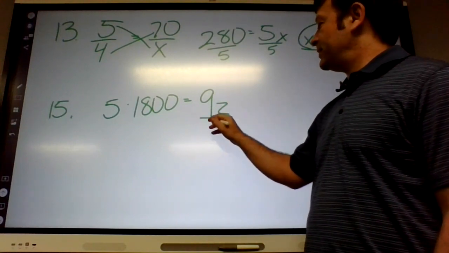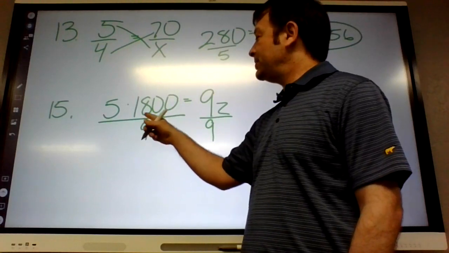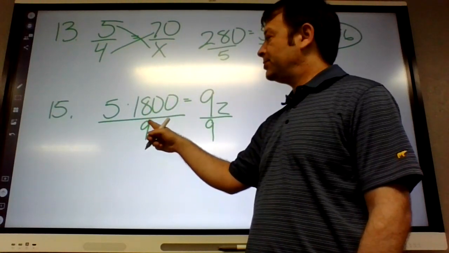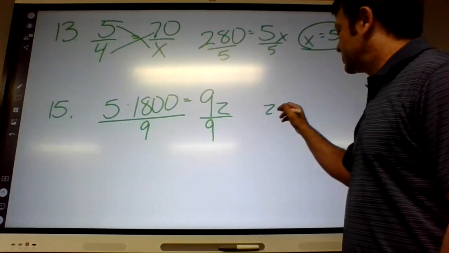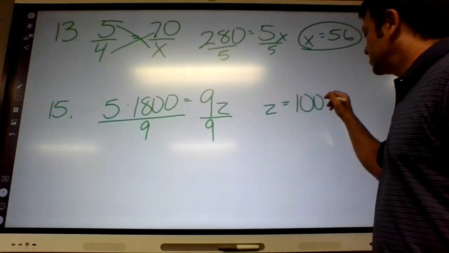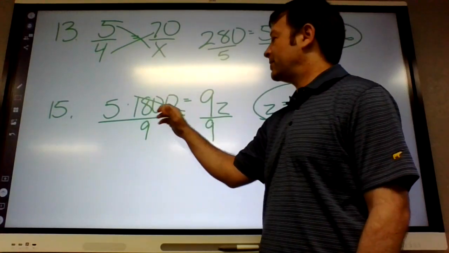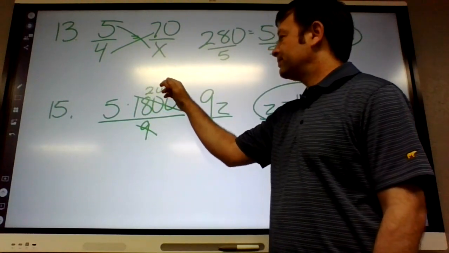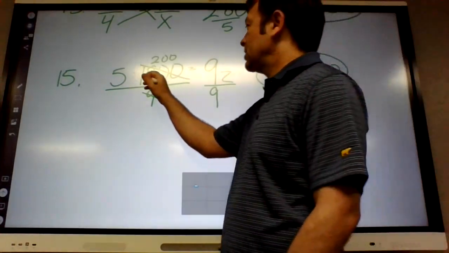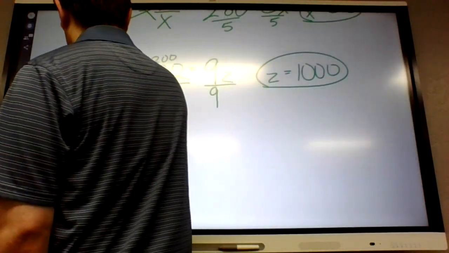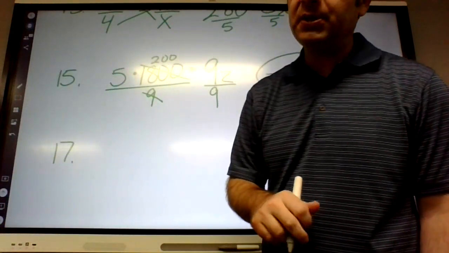You could do this kind of easy without a calculator. Well, a little bit easy. If we divide by 9, 1800 divided by 9 is 200. 200 times 5 is 1,000. Did I just reduce the fraction here? Since this is all multiplied together on the top, that's like 1 term.